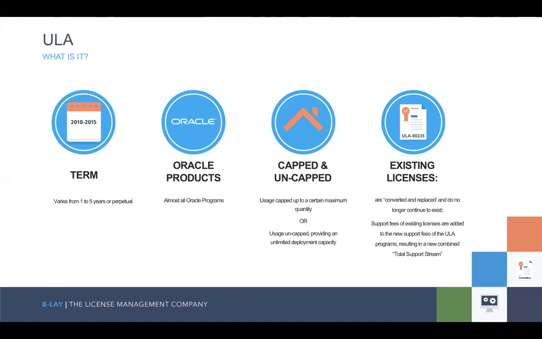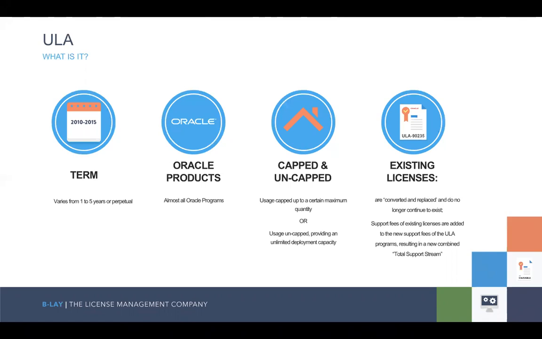In terms of the different products that can be part of a ULA, in essence, almost all the Oracle programs, which are more than 250,000 different products, can become part of the ULA. So that can be database, middleware, business intelligence, e-business suite, Primavera, Siebel, Hyperion, and so on. In essence, all the Oracle programs that you can think of can become part of a ULA.